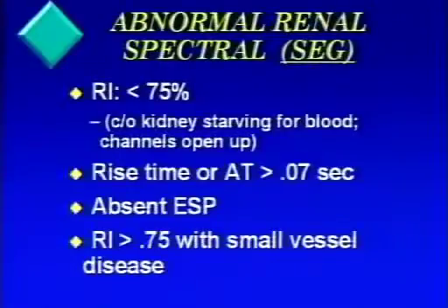And so in those situations, what we typically see is that you have an acceleration time that's greater than 0.07 seconds. You have an abnormal waveform pattern with an absent ESP. However, your resistive index is usually going to be normal. However, on the contralateral side, you will see that the resistive index would be abnormal, because in this situation what happens is that the resistive index, the degree of resistance, actually increases everywhere else in the body.